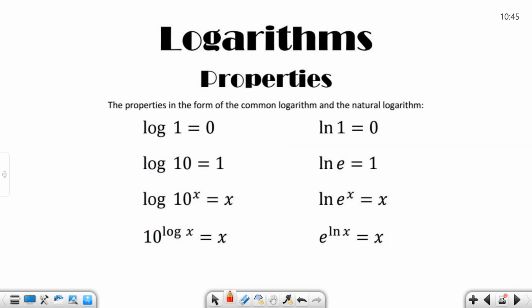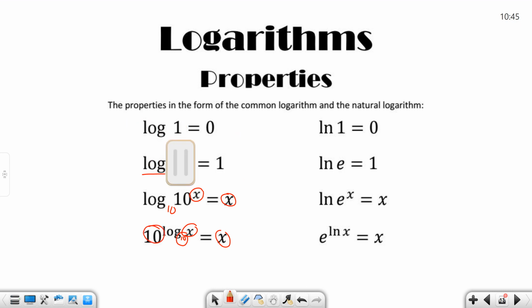So if you want to expand to the common log and the natural log, guess what? The log of 1 is 0. It doesn't matter what the base is. Log of 10, log base 10 of 10, these things match. The answer is 1. Log base 10 of 10 to the x is just the power. And then 10 to the log base 10 of x is x. These things match whenever the bases match here.